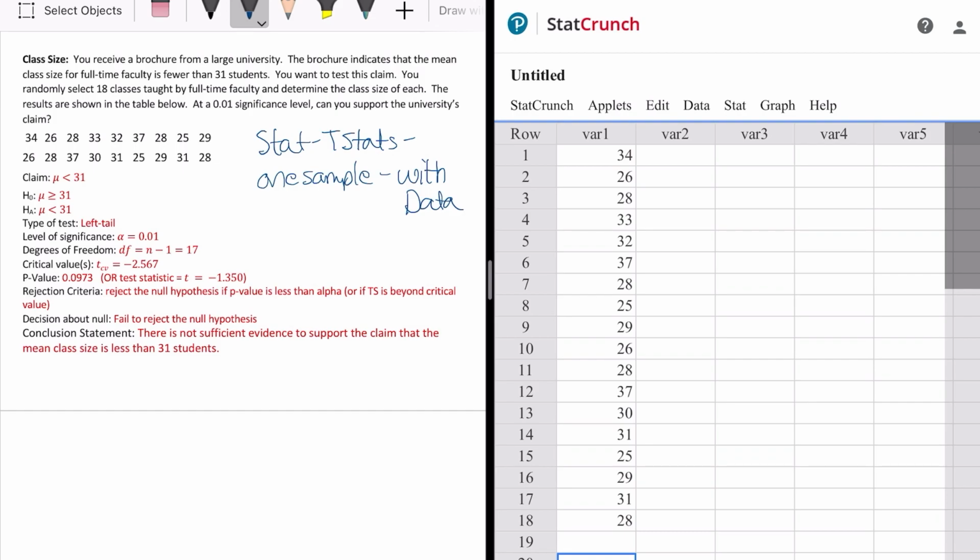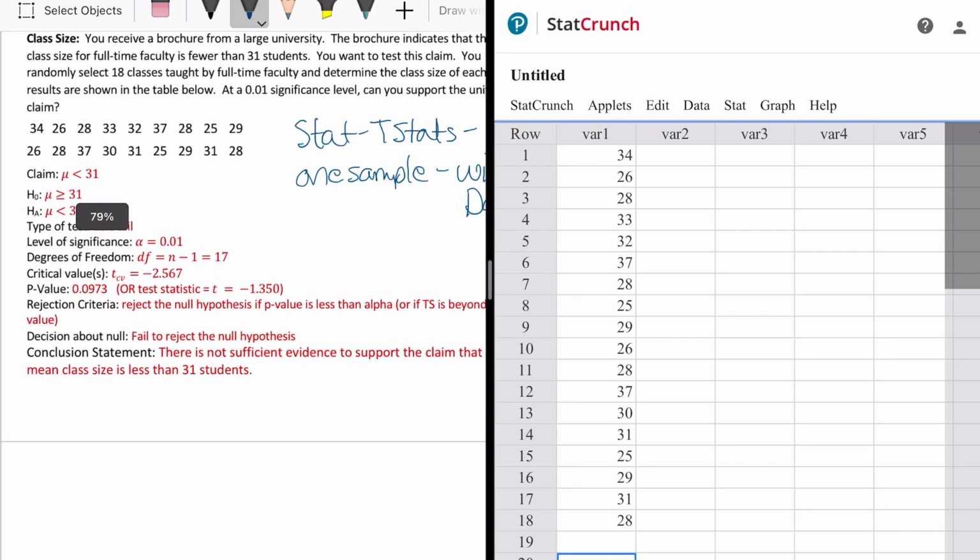All right, so we've entered the data in StatCrunch. Notice it's in a column. Remember that you have to put all of your data in one column. We haven't done our claim yet, though. So let's set that up and do our claim.